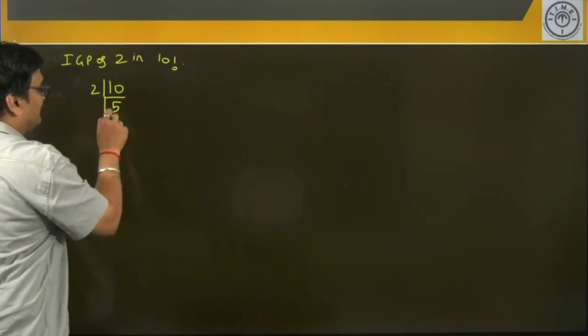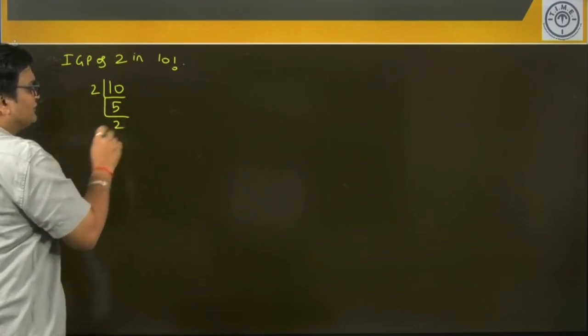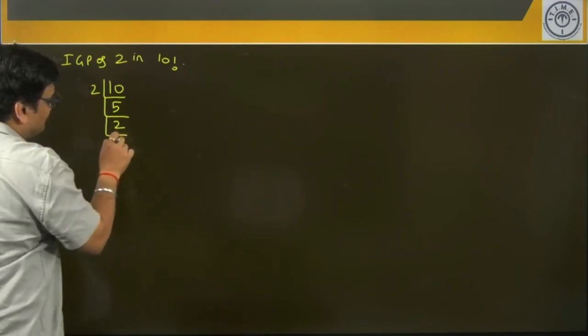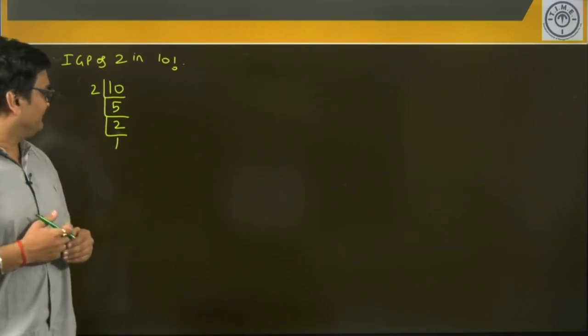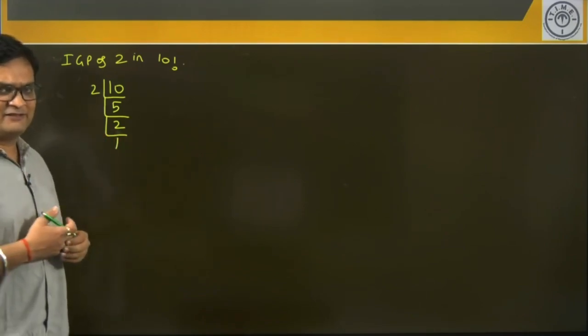So it will go 5 times. Then again 5 divided by 2 will go 2 times. 2 divided by 2 will go 1 time, and that's it. We cannot divide it any further. We'll stop our process.